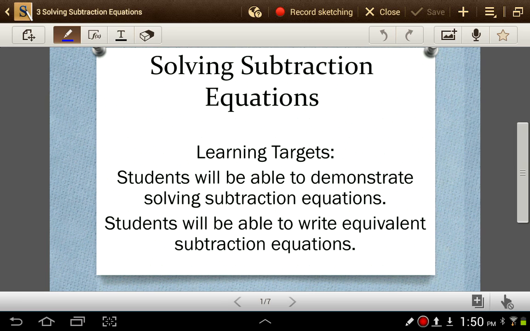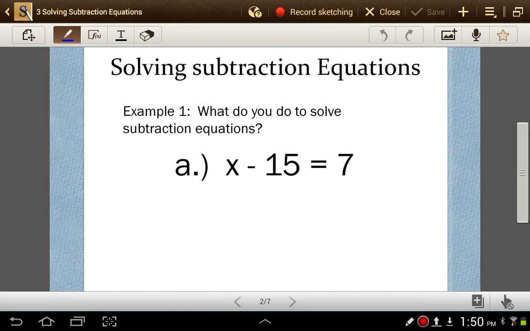The whole idea of solving is this idea of equivalency, to have things represent the same amount but written in different ways. Okay, I'm going to move on to the next page if you need to pause to write that down. We're going to go straight to our examples.